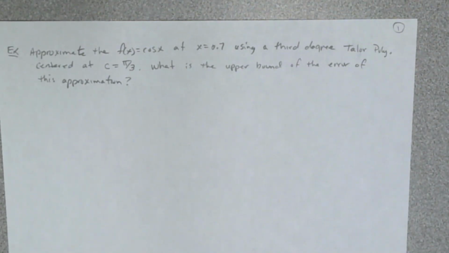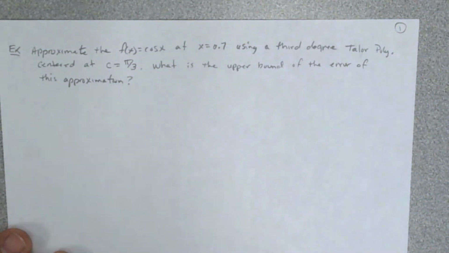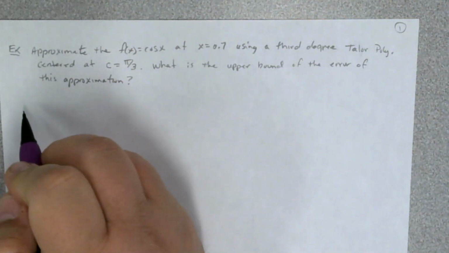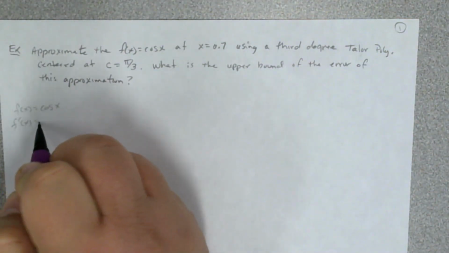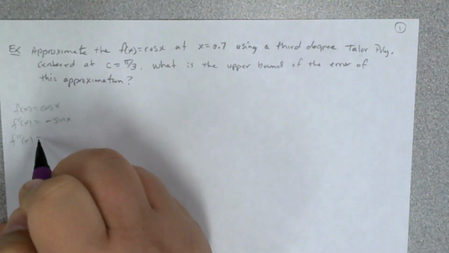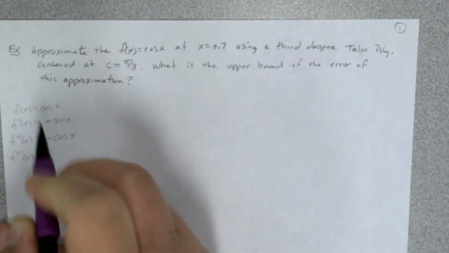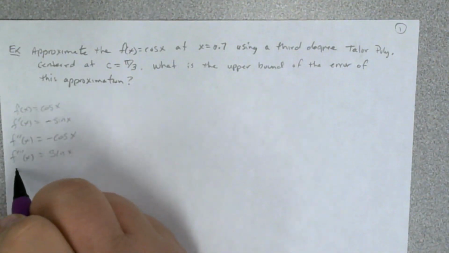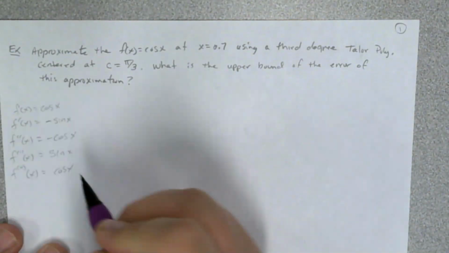So the first thing I have to do, since we want a third degree Taylor polynomial, is take this function, because we know we're going to need the next one past the third degree, so we need 4 derivatives, the fourth derivative of this function. So we're going to go over here and find them all. Here's f of x is the cosine of x. F prime of x is negative sine of x. F double prime of x, negative cosine of x. F triple prime of x is sine of x. And the fourth derivative is going to be the cosine of x, back to where we were.